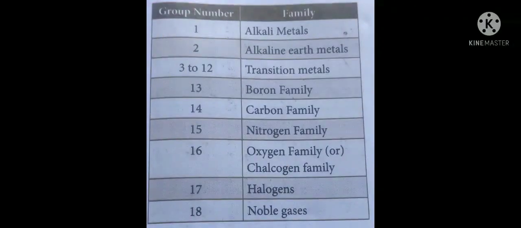So, I said 4 blocks, isn't it? S block contains how many groups? 2 groups. What are they? Group 1 and Group 2. Group 1 are called alkali metals. Group 2 are called alkaline earth metals.